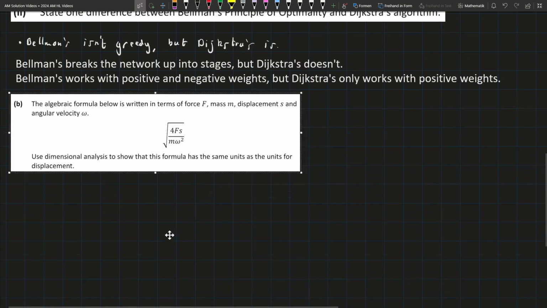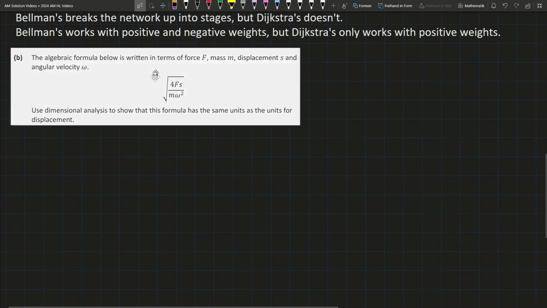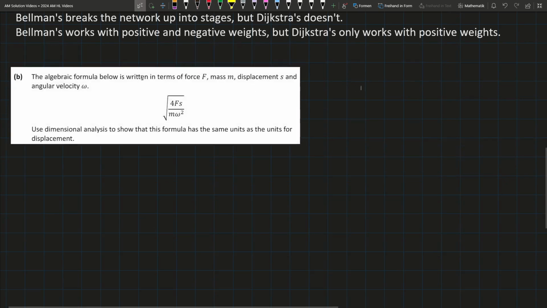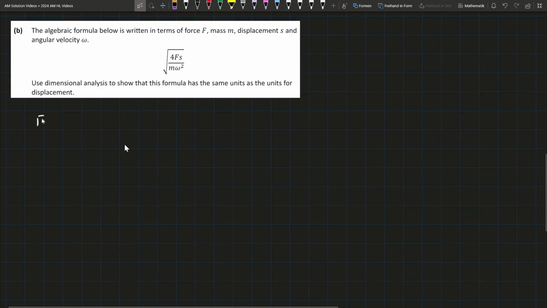Then for some reason part B is dimensional analysis, even though it had nothing to do with part A, which is kind of weird. But basically we're given this formula. There's force, mass, displacement, and angular velocity. Dimensional analysis: show that's the same units for displacement. So let's start off by saying the unit. So force is kilogram meters per second squared. Displacement is given by meters. Mass is given by kilograms. Now just be careful because meters and mass, same symbol.